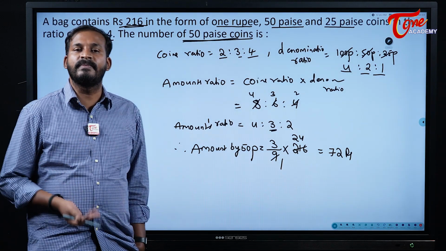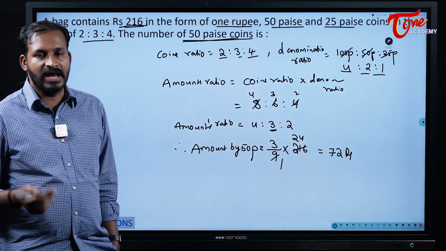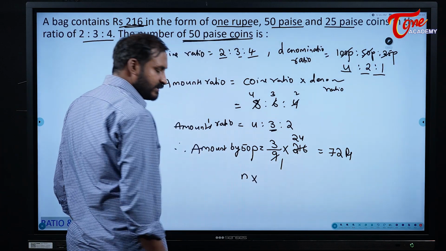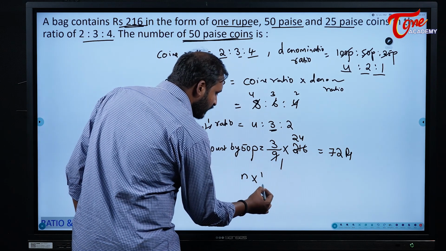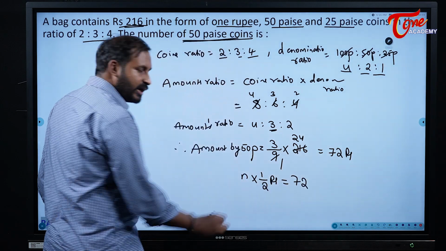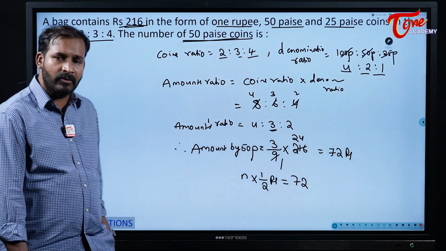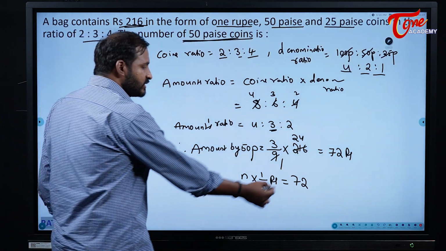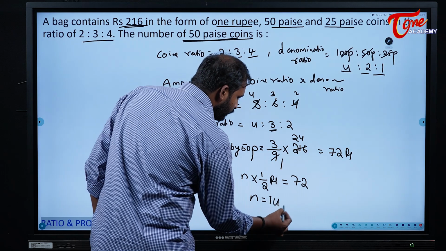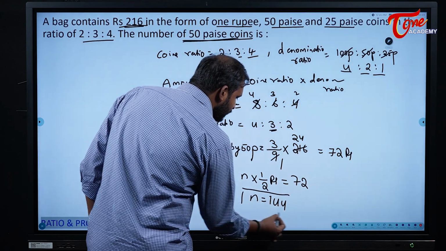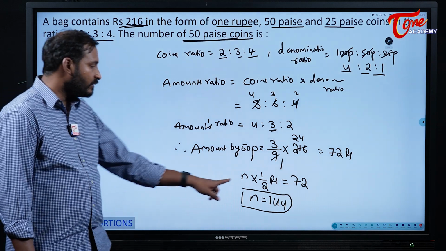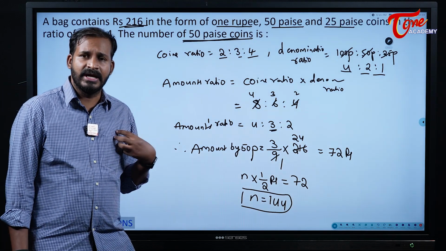Now tell me how many 50 paise coins I will have? 50 paise value in rupees. That means I assume that I have n coins, and 50 paise I will take as 1 by 2 rupees, which is equal to 72. Number of coins into the value will give me the amount, right? So n into 1 by 2 is equal to 72. So n value will become how much? 144. So that means I possess 144 50 paise coins here.